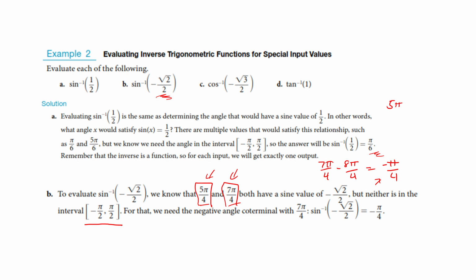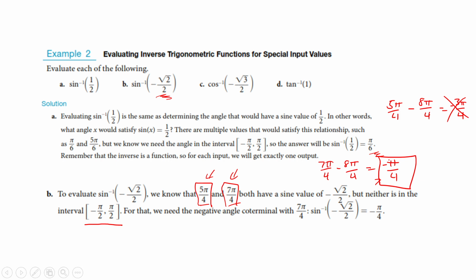Now, we could have done the same thing. Let's look at 5 pi over 4, and let's take away 8 pi over 4. We'd get negative 3 pi over 4. This one still is not acceptable. That is still not within our range, so we don't want to use that one. It must be this.